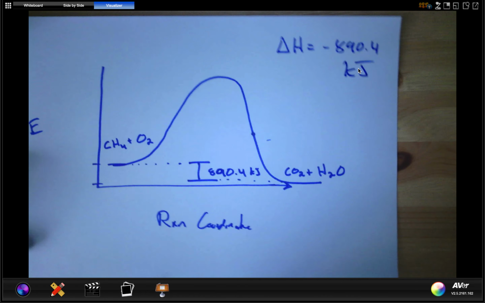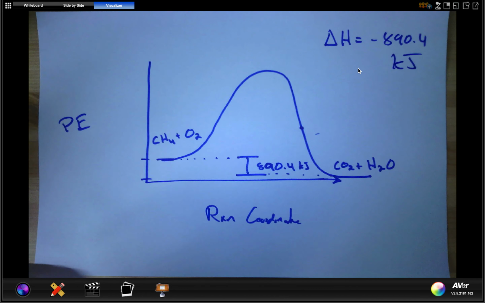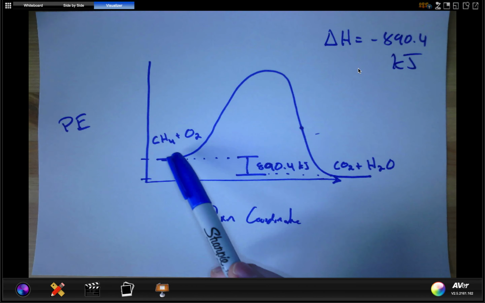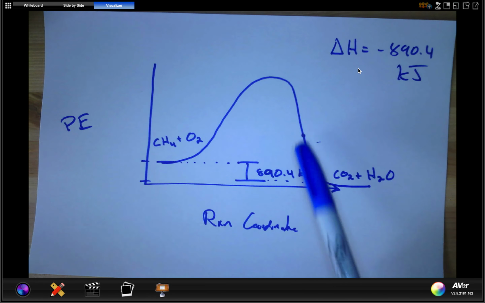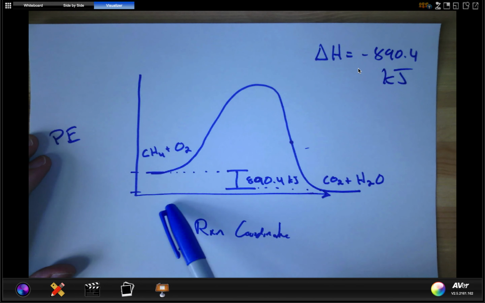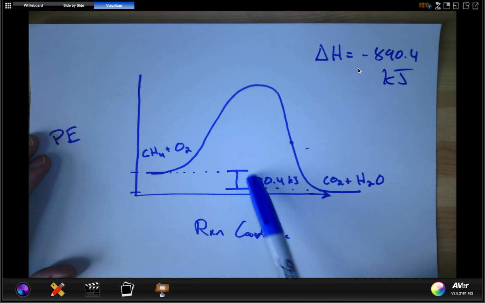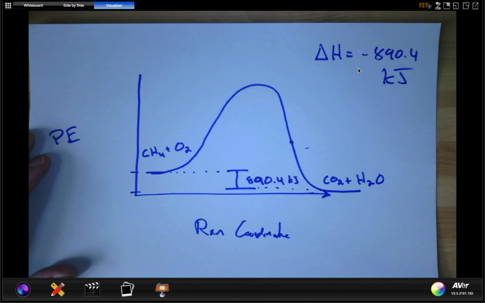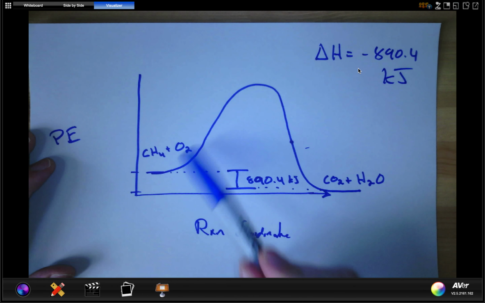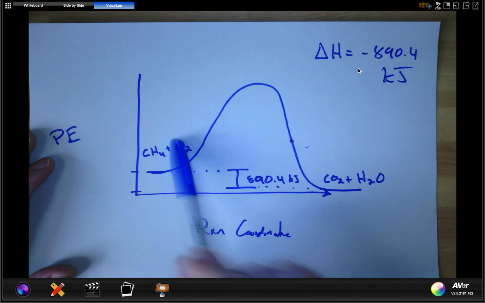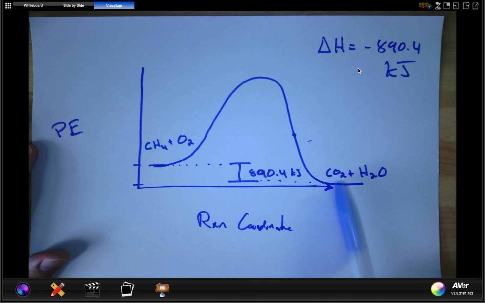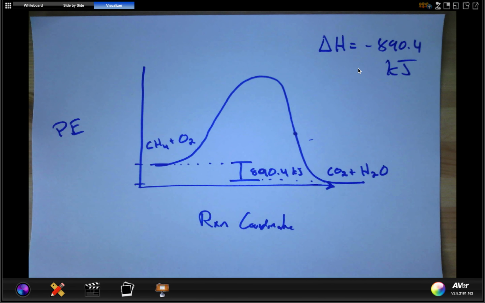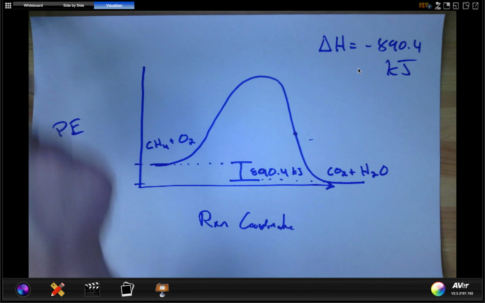kilojoules. So if you did anything like that, a few key points. If you made the endpoint lower and didn't make the mistake that I almost made, that's pretty awesome. If you notice that the difference here is 890.4 kilojoules, that's fantastic. Other than that, if you put in your reactants and products, your diagram hopefully looks a little cleaner than mine, but that's basically it. All right, and that's the end of this video. I'll see you all tomorrow.